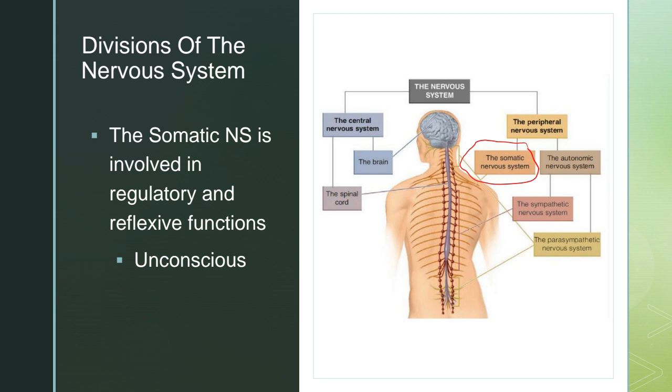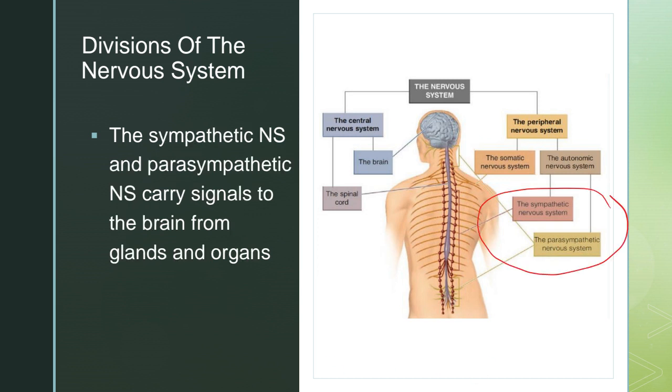So the autonomic nervous system. This one is further divided into the sympathetic nervous system and the parasympathetic nervous system. So let's look at the functions of these two subdivisions, starting with the sympathetic nervous system.